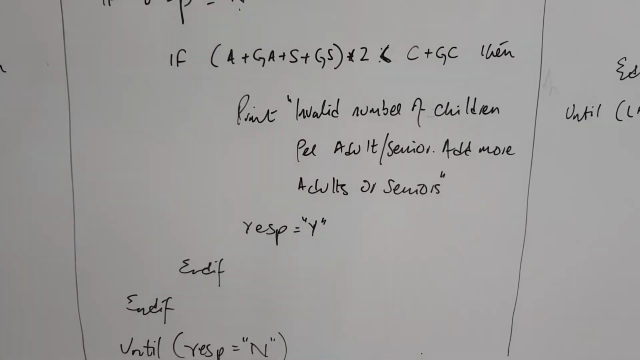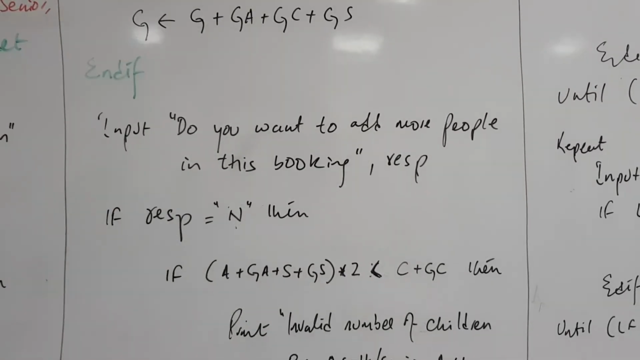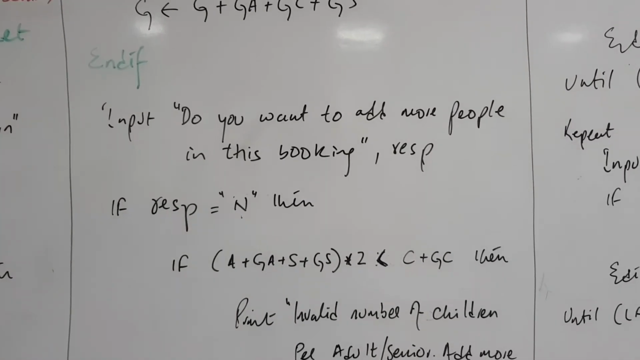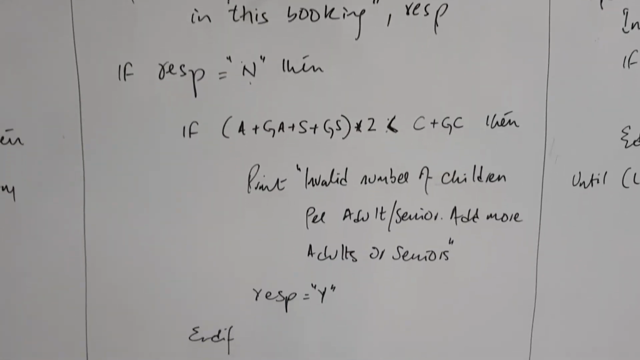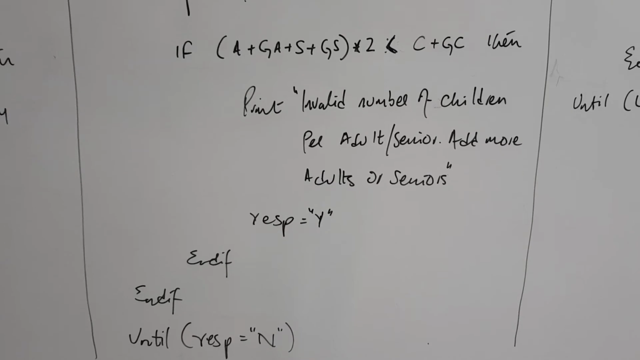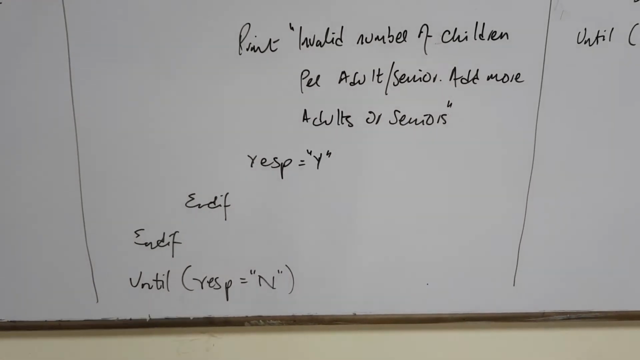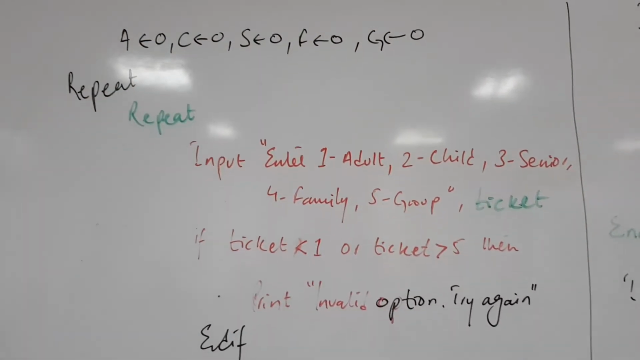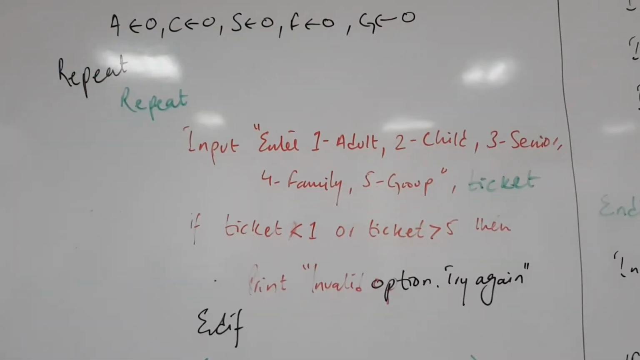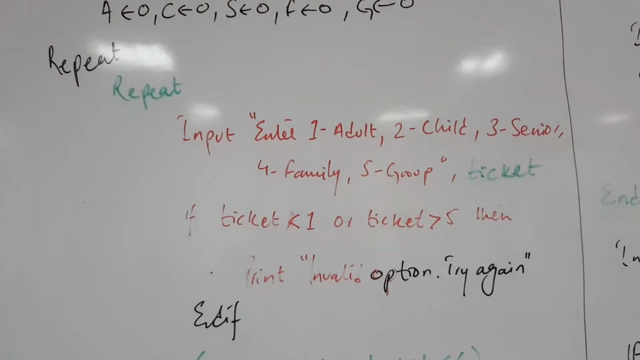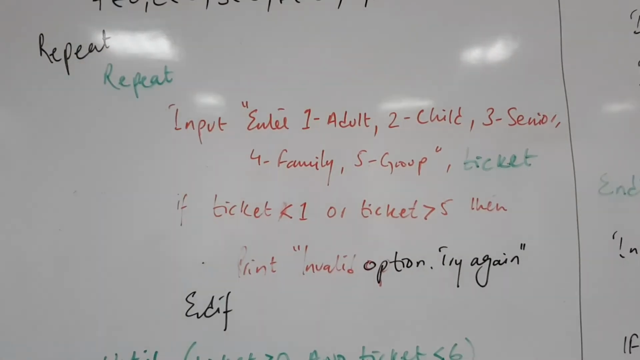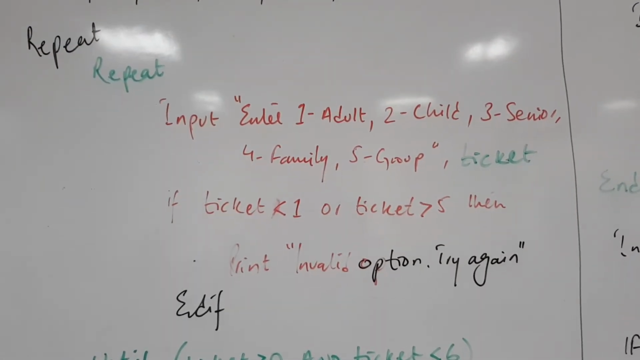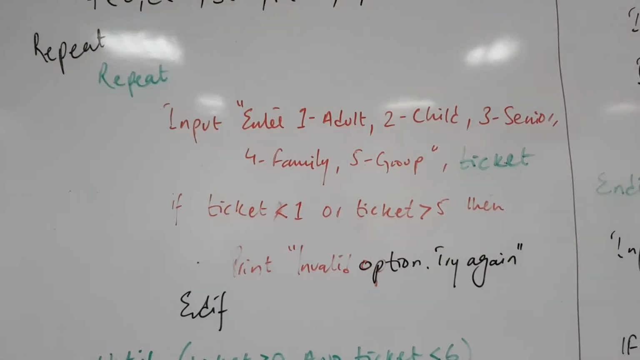RESP variable with Y. Remember, the user, assuming that the user entered no over here in this question, you want to add more people in this booking. So it's going to change that to Y, and the code is going to repeat itself from this part over to this initial repeat that we missed out, the black repeat part. So it's going to keep on repeating until the user stops adding people in the group, people in the booking, or if the ratio is not being maintained.